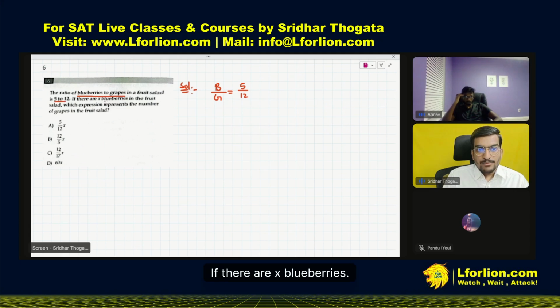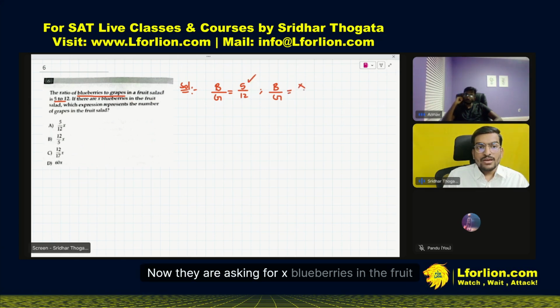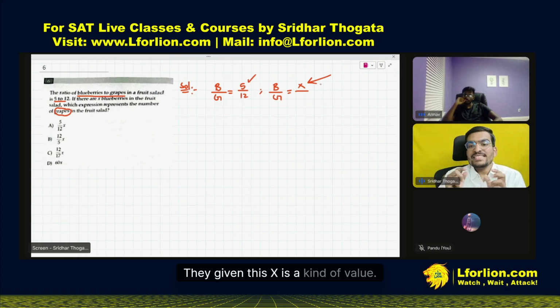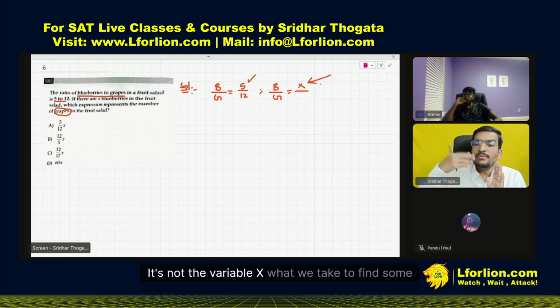If there are X blueberries in the fruit salad, they've already given one quantity in this ratio. Now they are asking, with X blueberries in the fruit salad, which expression represents the same number of grapes? If there are X blueberries, what is the value of G then? They're asking about grapes. Here you need to understand that this X is a given value. It's not the variable X we take to find some solution.